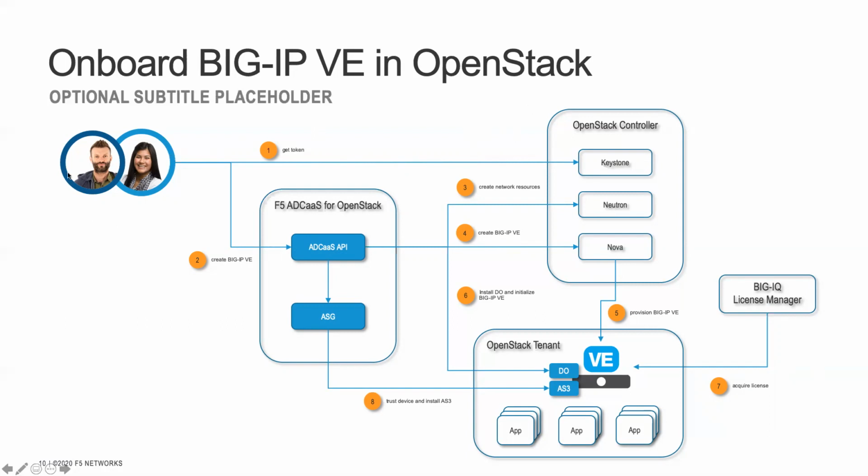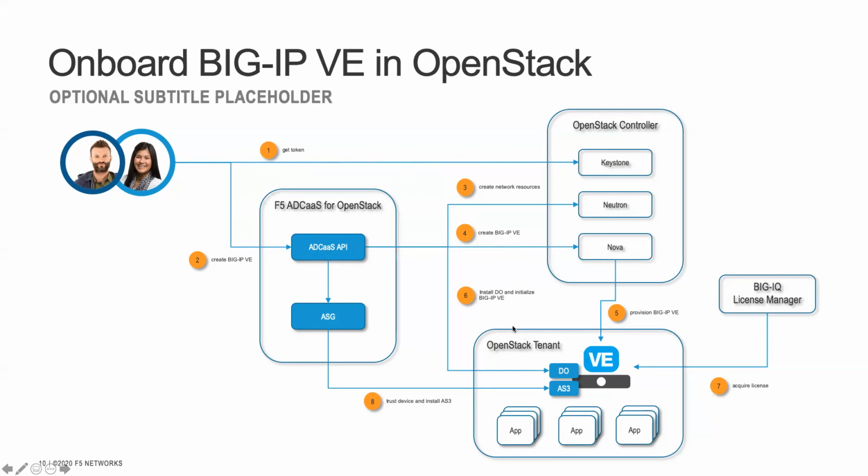First, the tenant users get their token from the OpenStack Identity Service, and then they can use that token to invoke our API. That is something like a one-click button. After the user describes their Big IP device and uploads that definition to our API, our application does all the following work, including creating the network resource in Neutron, creating the virtual machine with Nova, and also installing the declarative onboarding RPM and AS3 RPM on the target device in order to implement the future configuration deploy.